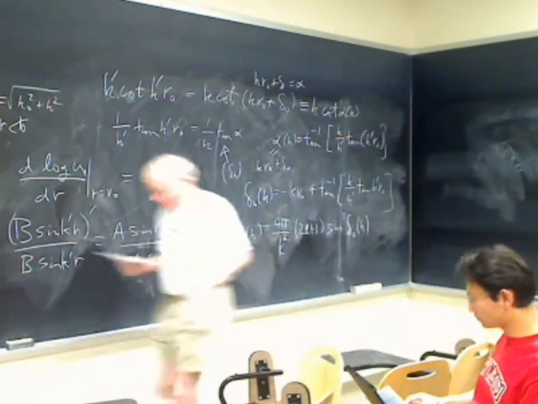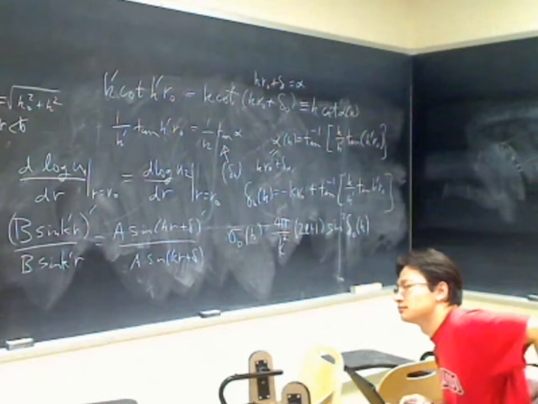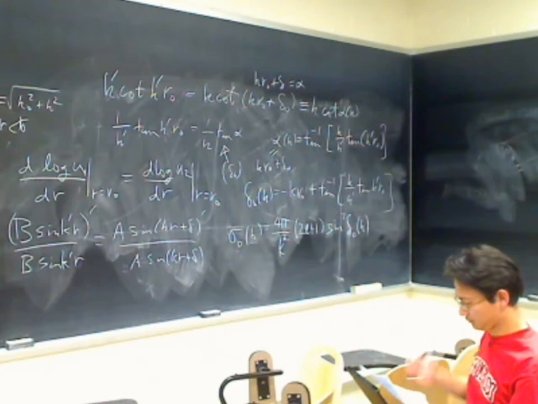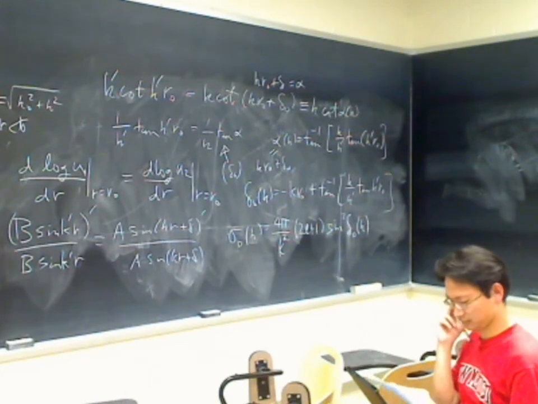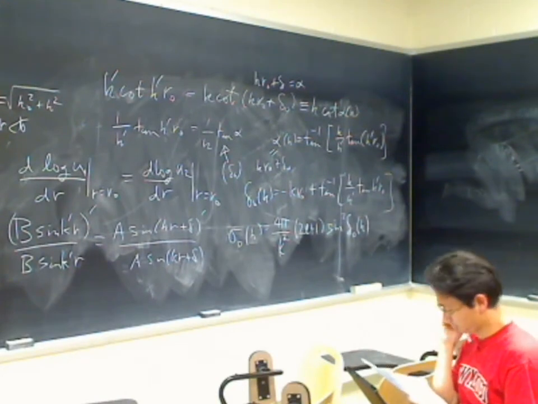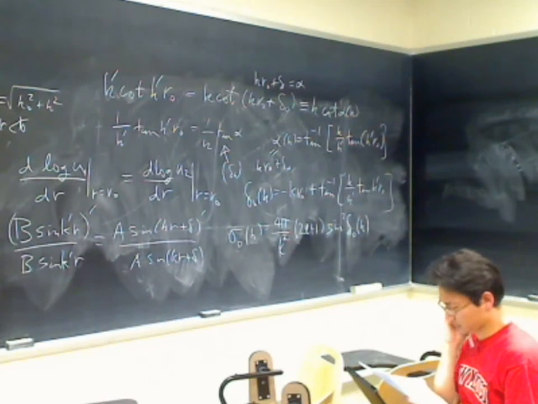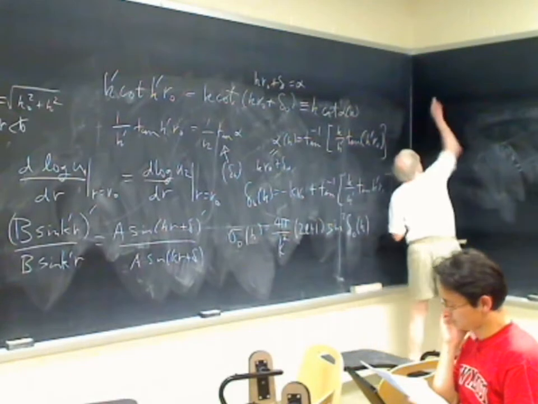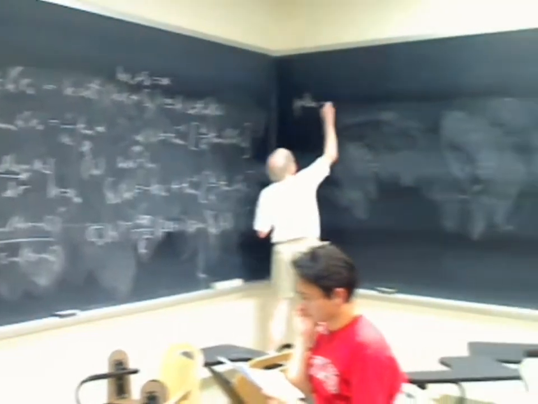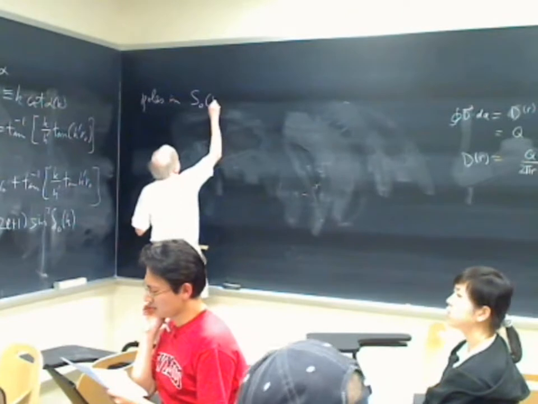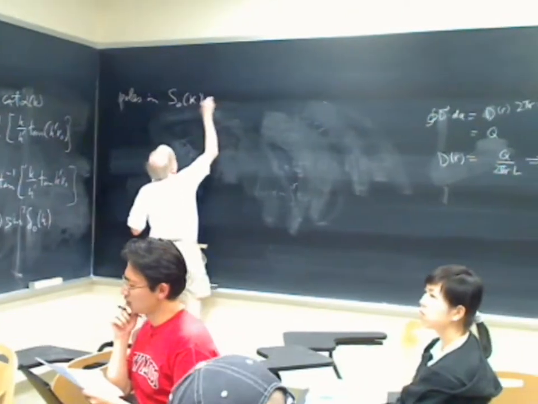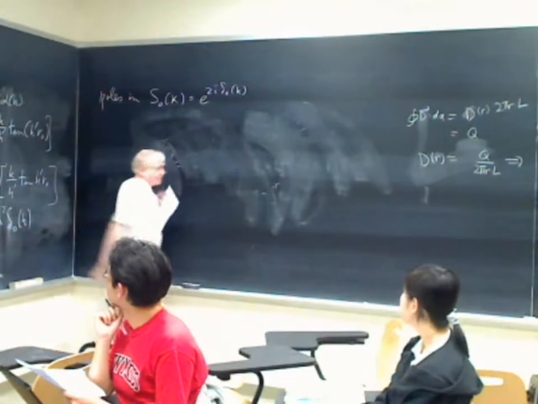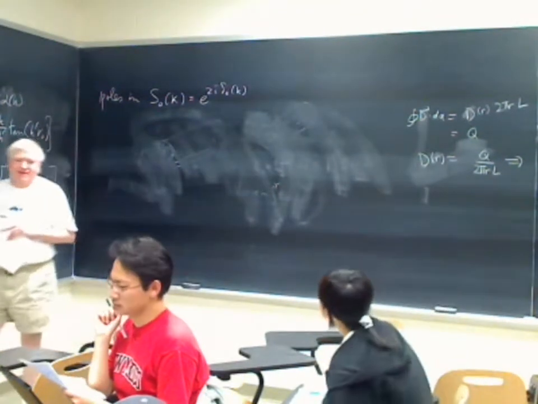Okay, so that's our formula for the phase shift. But we can play with these equations, and it's a very cute trick. What we want to do is find the poles in S0 of k, which is e to the 2i delta 0 of k. So this is called the S-wave S-matrix element.